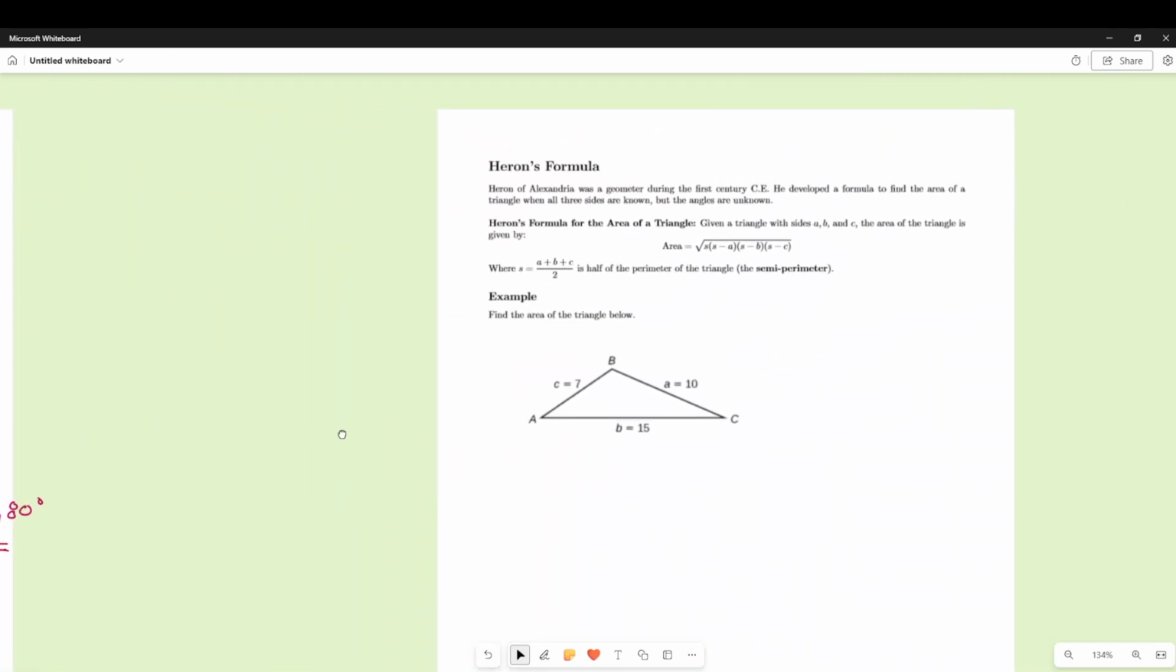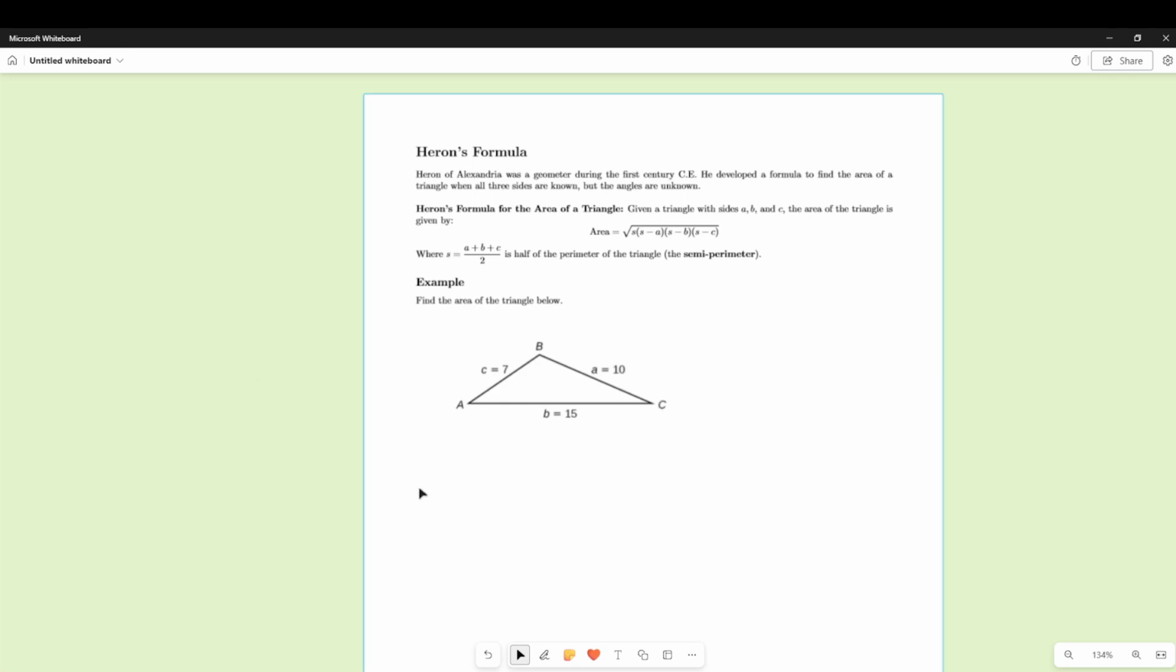Now, I did say there was a tool if we happen to have all the sides of the triangle. It is a very old-fashioned tool. It comes from the ancient Greek era. It's often referred to as Heron's formula. Technically, it's Hero's formula, but everybody calls it Heron's formula. So Heron of Alexandria, great geometer, developed this formula for the area of a triangle if we just know the side lengths.